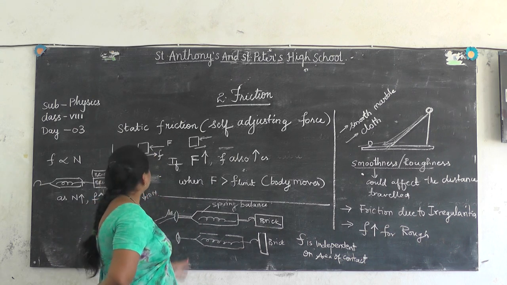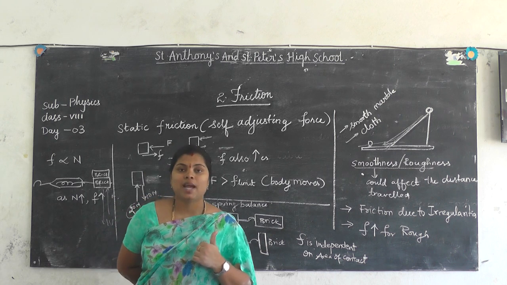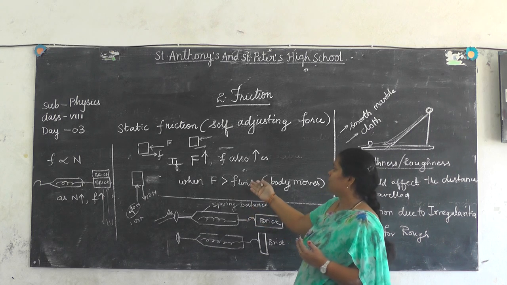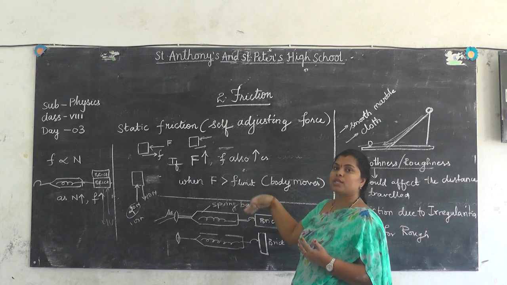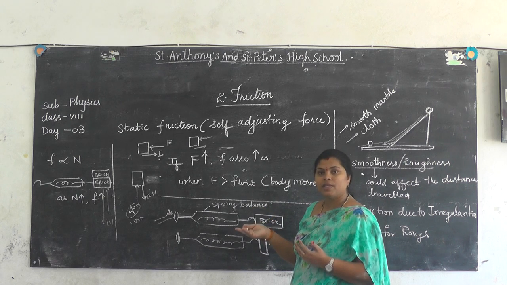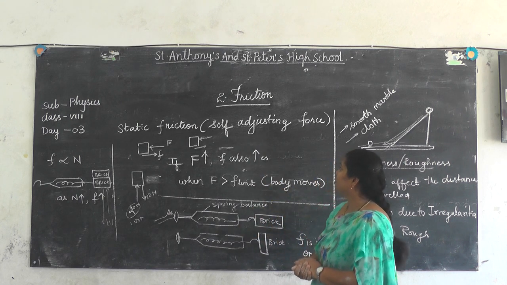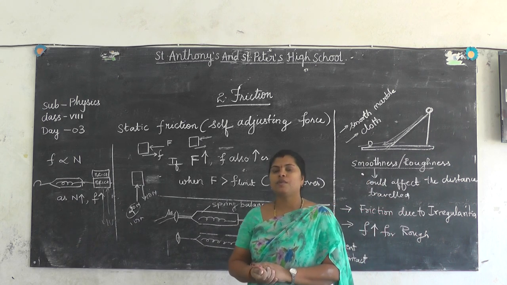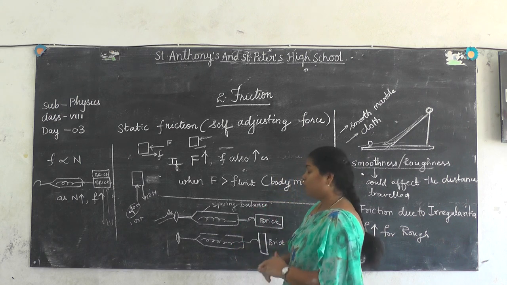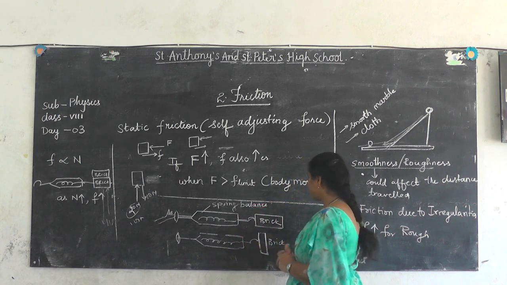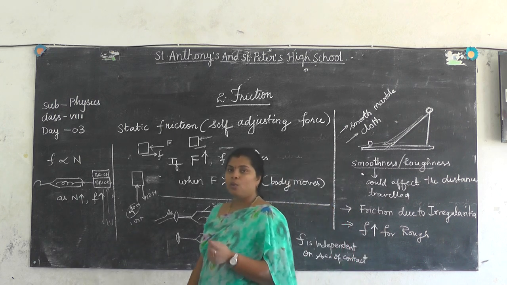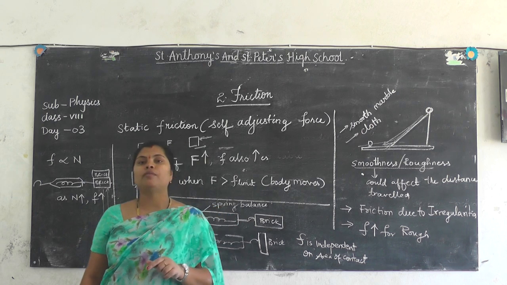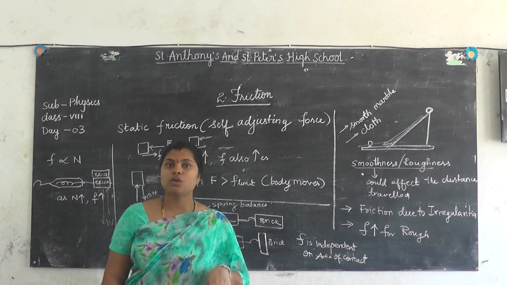Let us recap. In this session we have learned why static friction is a self-adjusting friction. By observing this, as the applied force is increased, your frictional force will also increase. That's the reason we call it a self-adjusting force. And we have also discussed what factors frictional force depends on and what factors it doesn't depend on. Frictional force is independent of the area of contact, whereas frictional force is dependent on the normal force. It is directly proportional. If the normal force is increased, your frictional force also increases.